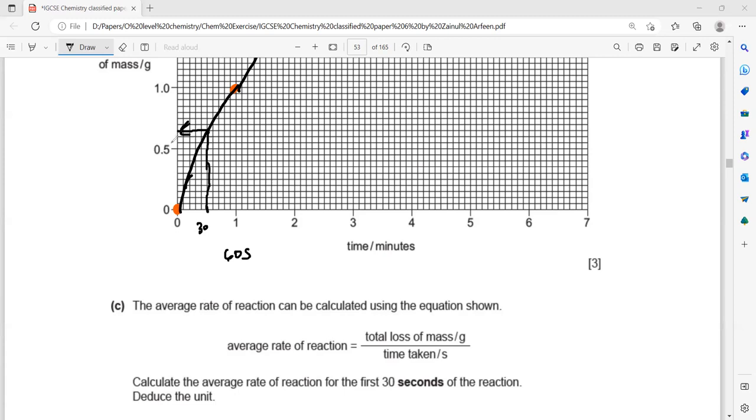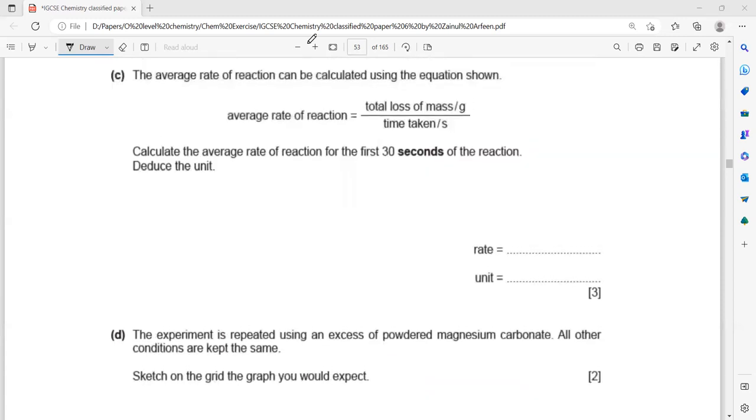Each box is representing two boxes equals 0.1. So this will be 0.6 and this will be 0.65. So the total loss of mass is 0.65, and the total time is 30. So 0.65 divided by 30, what's the answer? You have to show this on your graph as well.